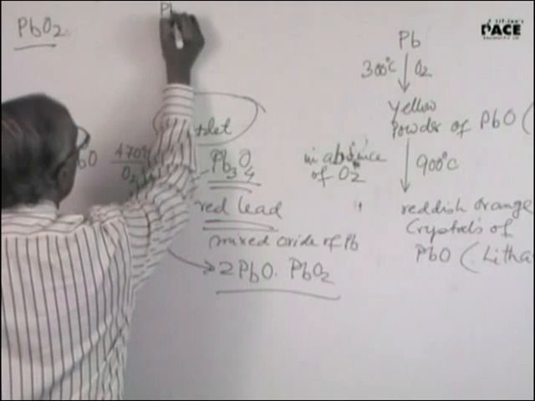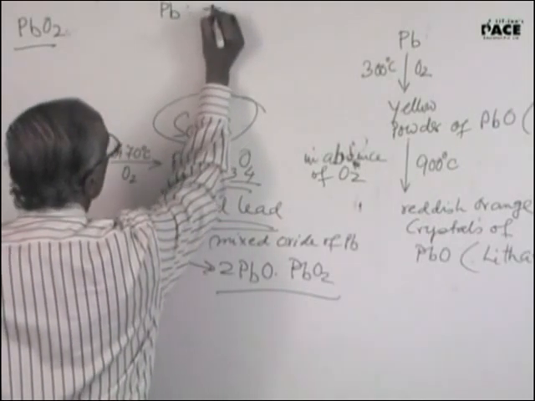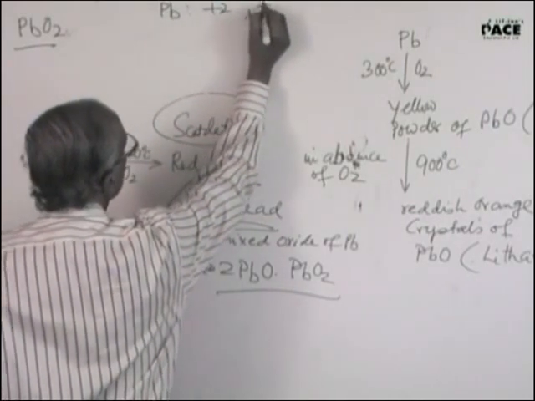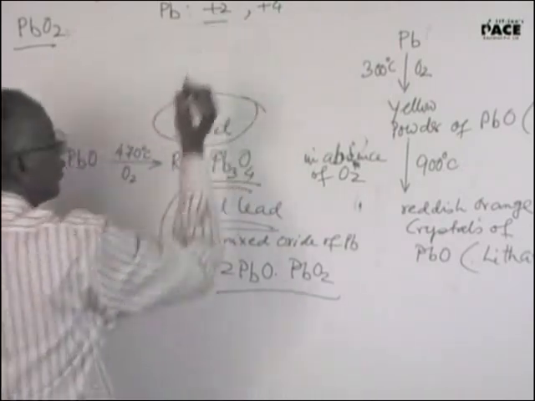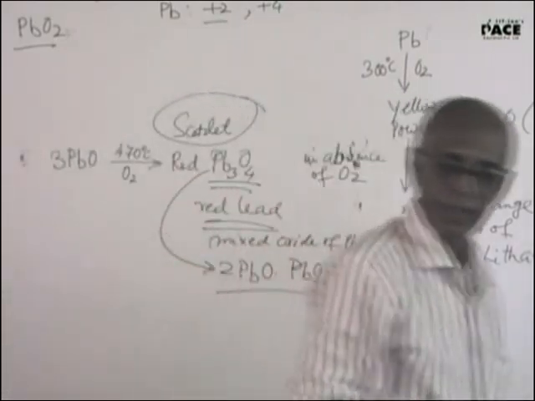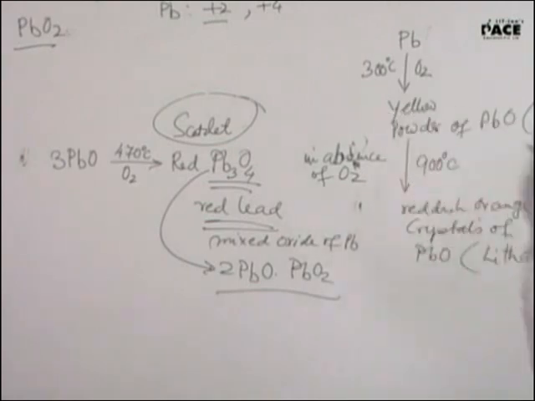Lead shows 2 oxidation states, +2 and +4. And +2 is the most stable oxidation state due to the inert pair effect.